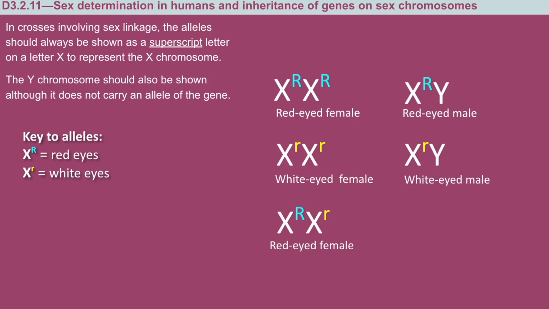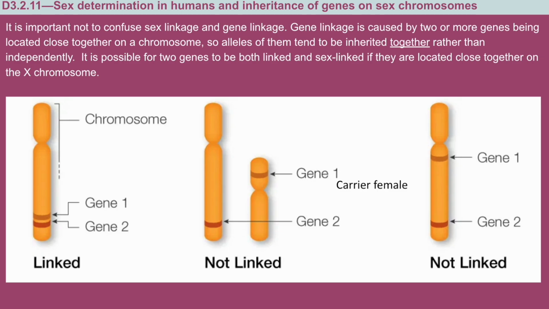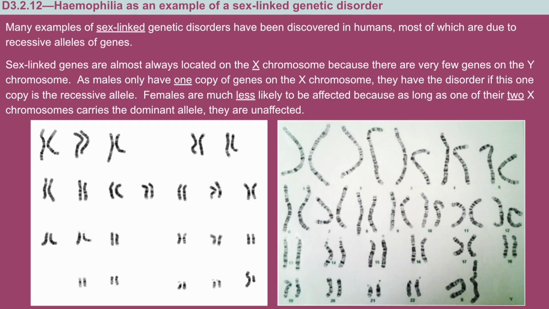Now, we don't want to confuse sex linkage with gene linkage. Gene linkage is just when two or more genes are located close together on a chromosome, so they tend to be inherited together. It can be on any chromosome. And so it's actually possible for a gene to be both a linked gene and sex-linked if they're located close together on the X chromosome.